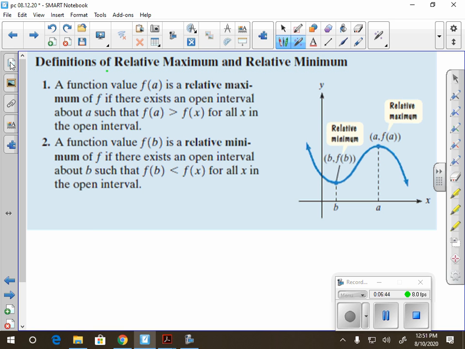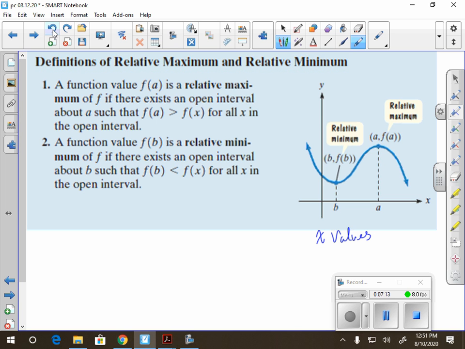The minimum and maximum, relative minimum and maximum, that relative business is important, because there might be more than one. There's a minimum, there's a minimum. There's a maximum, there's a maximum. So you're locating where the x values are for your relative minimum and maximum. Remember, x values.